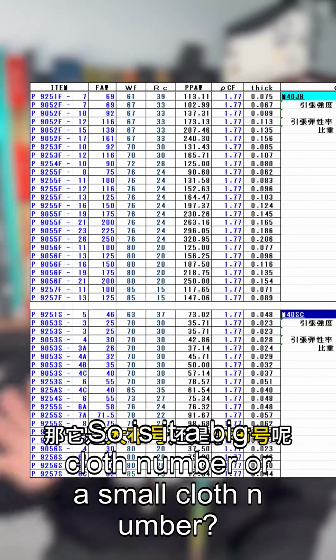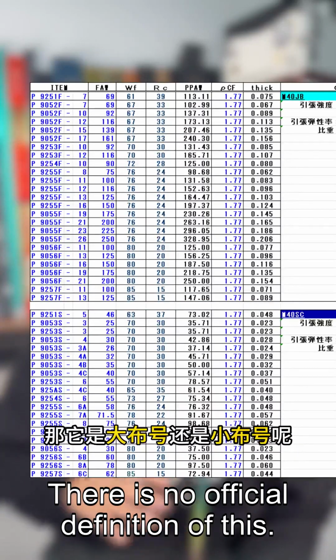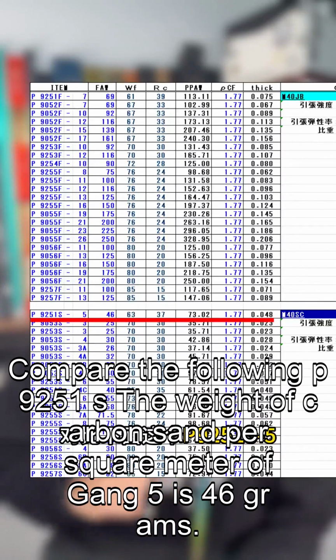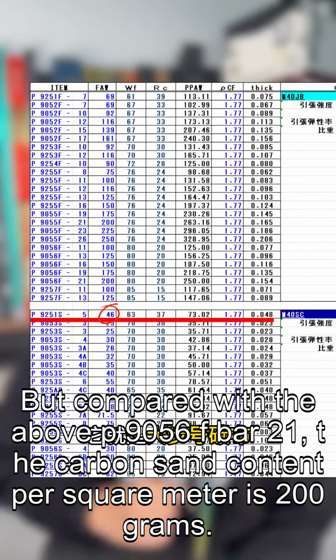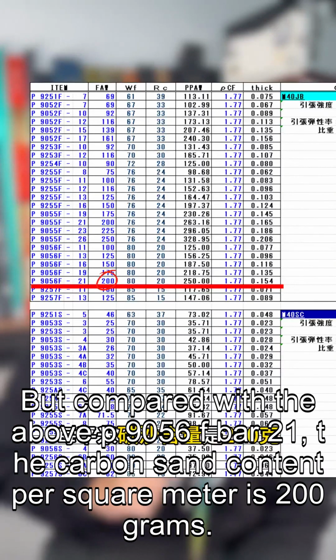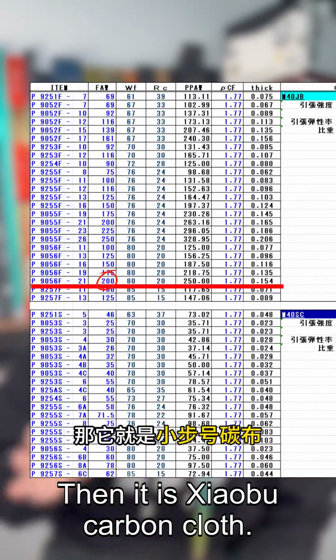So is it a big cloth number or a small cloth number? There is no official definition of this. Compare the following: P9000-251S has 46 grams of carbon sand per square meter. It is a small cloth number carbon cloth. But compared with the above P9000-56F, the carbon sand content per square meter is 200 grams. Then it is large cloth number carbon cloth.